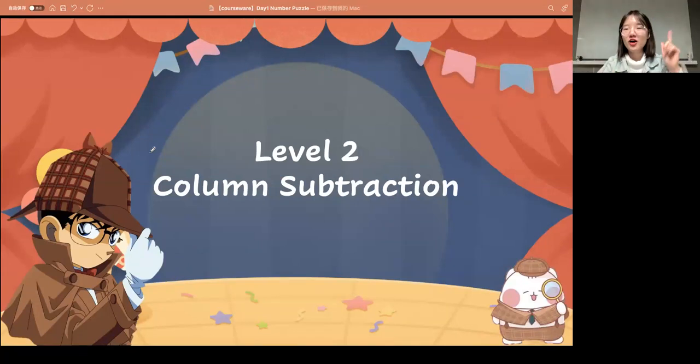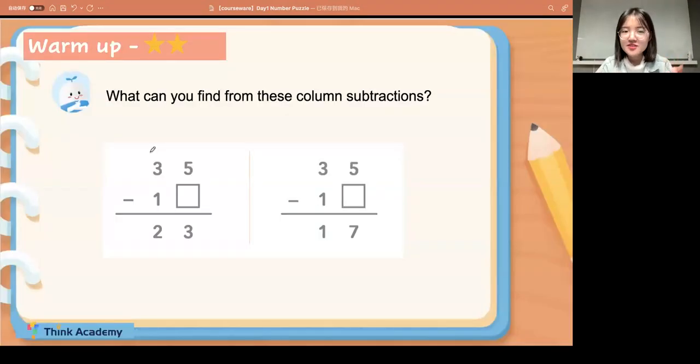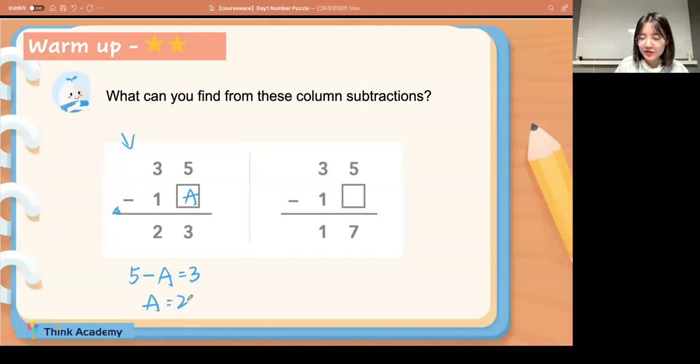Okay, then for column subtraction, still, we can start from the very easy questions. For the first one, what's the number I should put here? Can you type the answer in the chat box? Yes, it will be 2. Brilliant. Who told me 8? So it's a subtraction question. Basically this equation will be 5 minus A equals 3. So A will be 2. Okay, it's very easy for you.